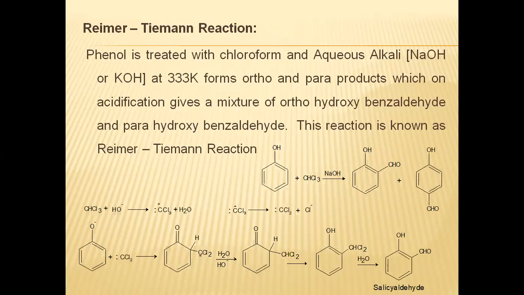of alkaline sodium hydroxide. What happens here is that NaOH dissociates into Na plus and OH minus ions. This OH minus abstracts the proton present in the chloroform and forms the carbanion. This carbanion loses the chloride ion and converts to carbene. Carbene is formed. This carbene attacks at the ortho or para positions, because they are electron rich positions, so the ortho or para product is obtained.